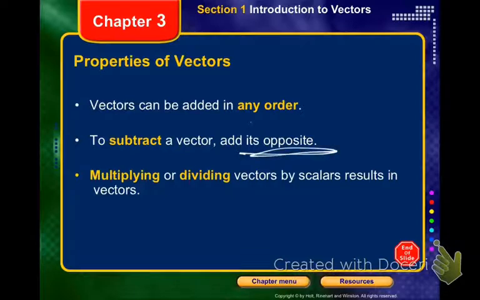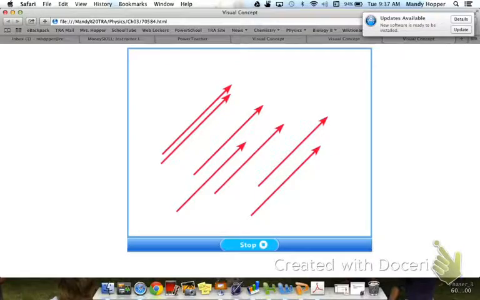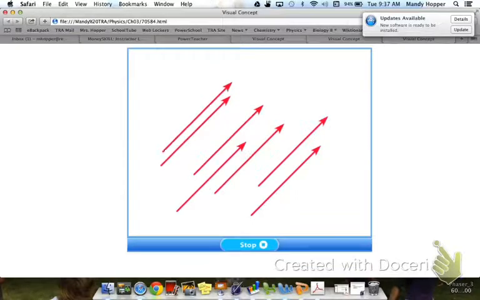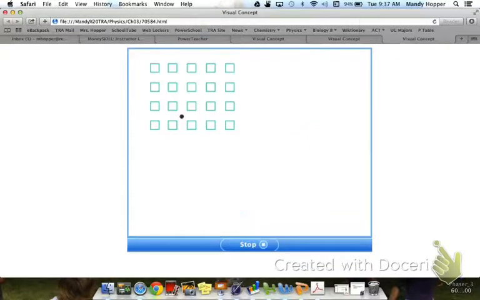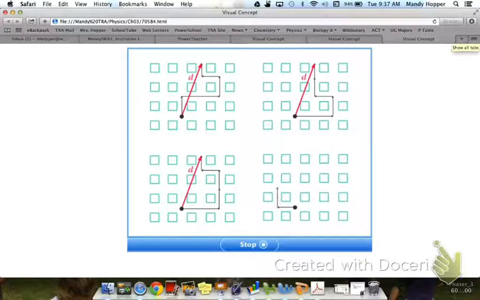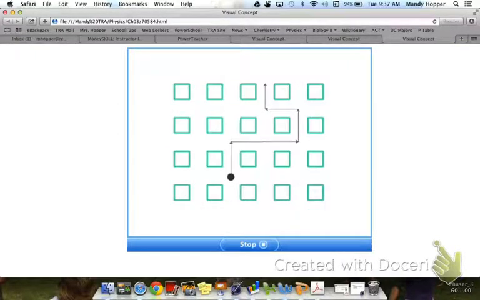Multiplying or dividing vectors by scalars results in vectors, and we are going to show you an example of how you can multiply vectors. Vectors are parallel to themselves in a diagram. Regardless of their location, they have the same direction and magnitude. Vectors can be added in any order. Regardless of the order in which vectors are added, the result is the same.